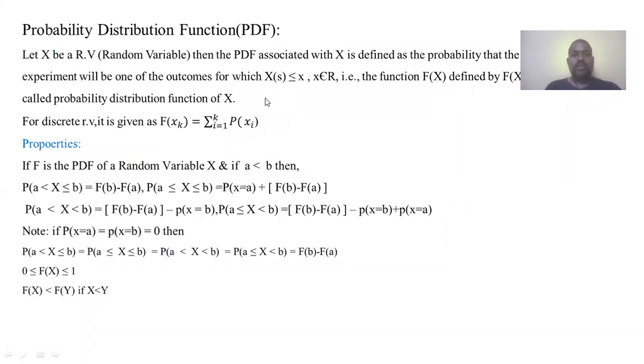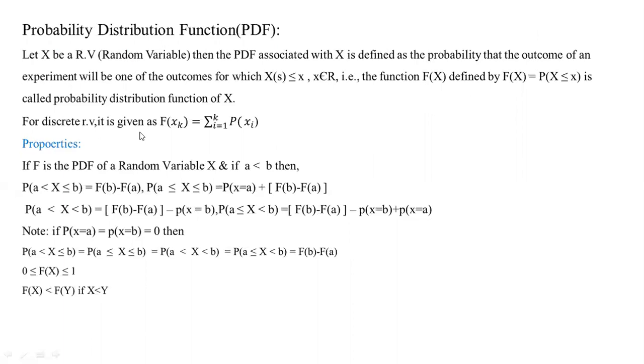Now the discrete probability distribution function. The probability distribution function, that we also call PDF. Let X be a random variable, then the PDF associated with X is defined as the probability that an outcome of an experiment will be one of the outcomes for which X of s is less than x, and x belongs to R. That is, the function capital F of x, F of x equals the probability of capital X less than or equal to small x, is called the probability distribution function of capital X.